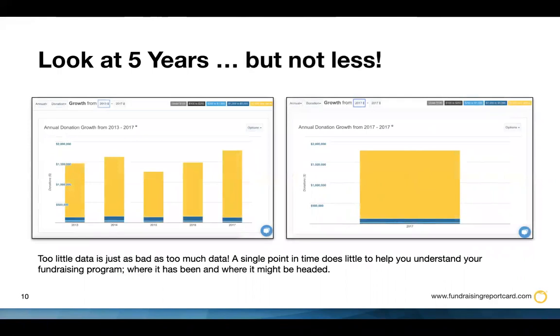So just like too much data isn't any good, too little data is just as problematic. A single point in time does not help you understand your program. It doesn't help you understand where you've been and possibly where you've been going. So let's look at 5 years worth of data, people.